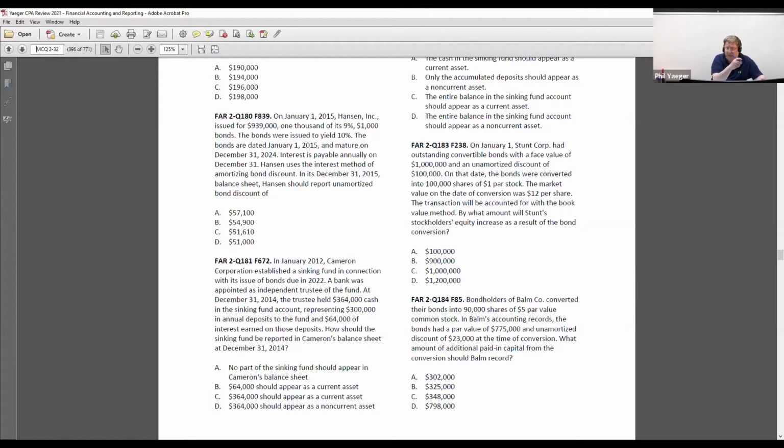Just remember there's 4 magic letters when you read a question. It's RTFQ. Did I ever tell you that one? RTFQ: Read the funny question. We'll go with that.